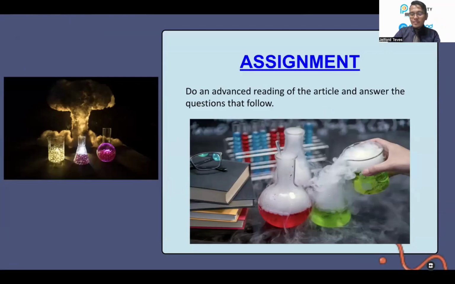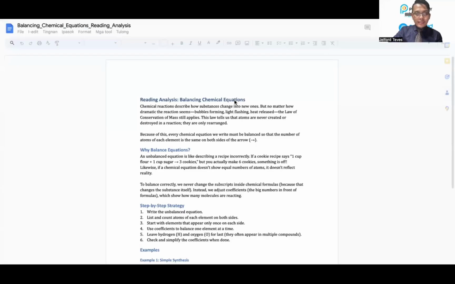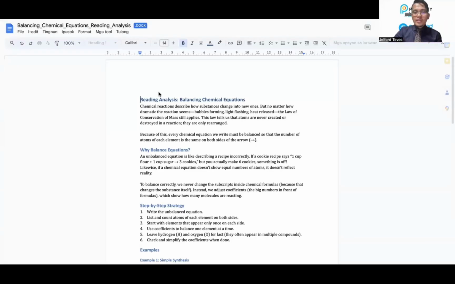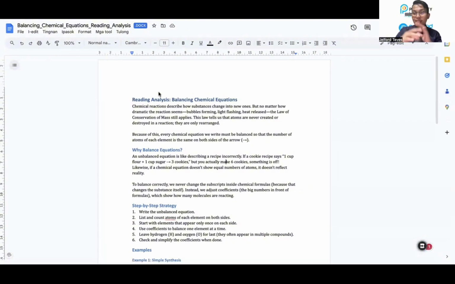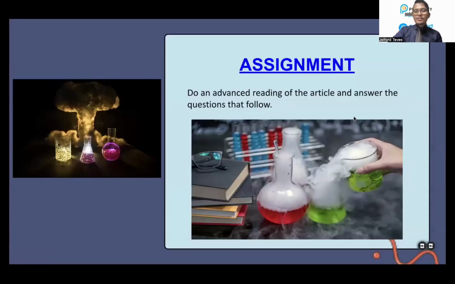And for your assignment, I'm going to assign an activity for you. This is just an advanced reading of an article, and you will answer the questions that follow. I'm going to send in the link. This is the link. All right, this is just the article. It's a reading analysis assignment on balancing chemical equations, because our next lesson will be about balancing chemical equations.